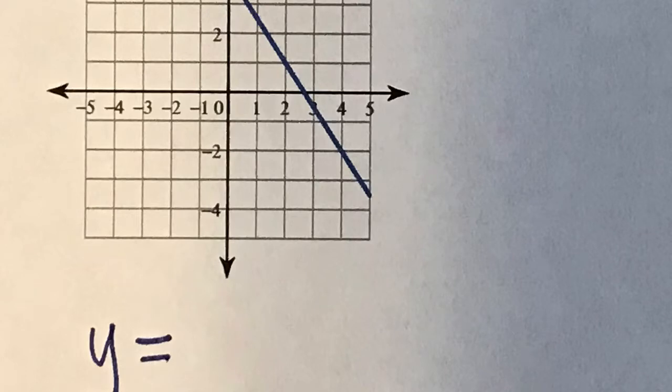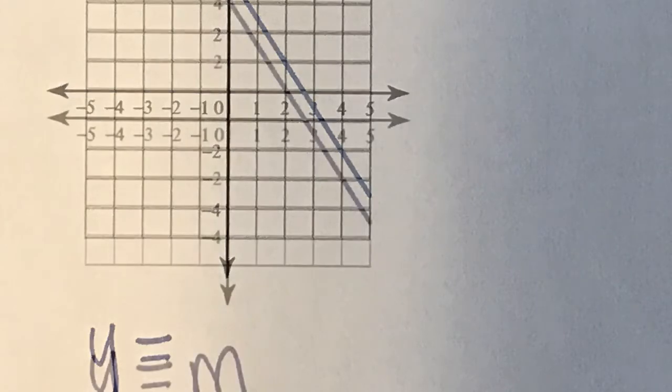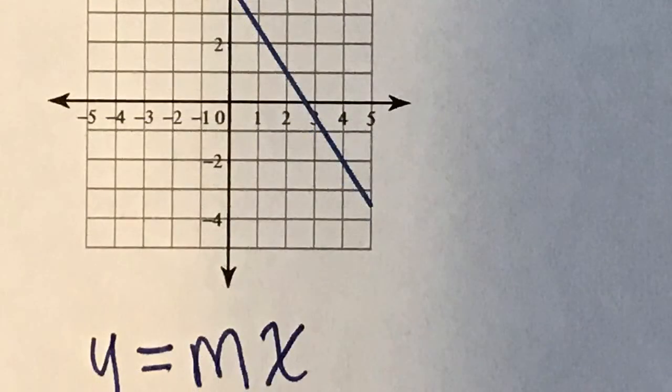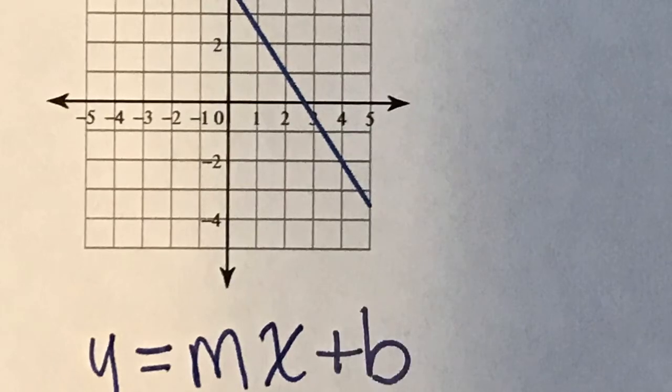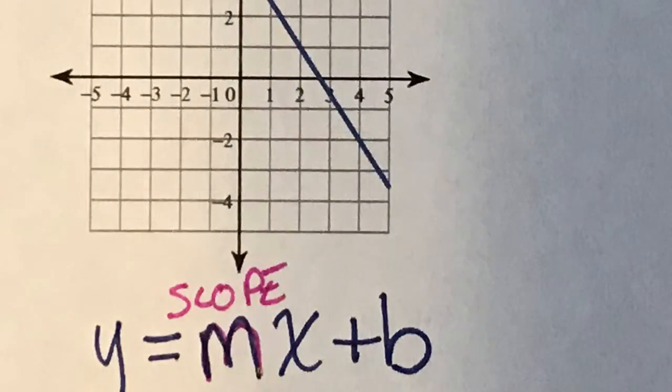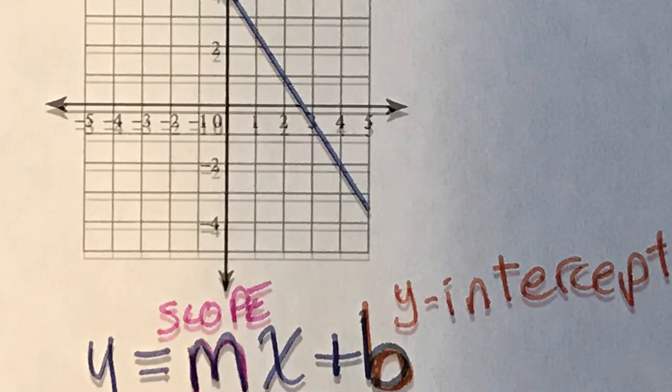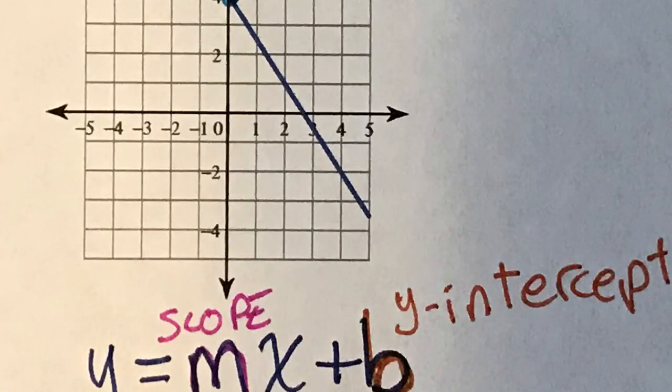So here we have a graphed line. We're always going to start with the exact same thing. Y equals mx plus b, where m is the slope and b is the y-intercept. Now hopefully we can find these two and fill them in to write the equation.